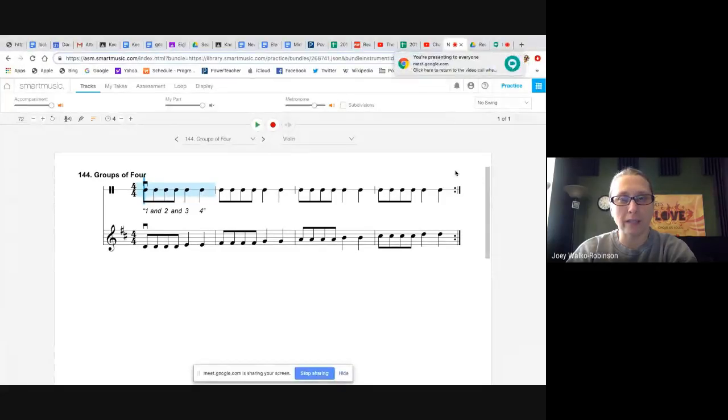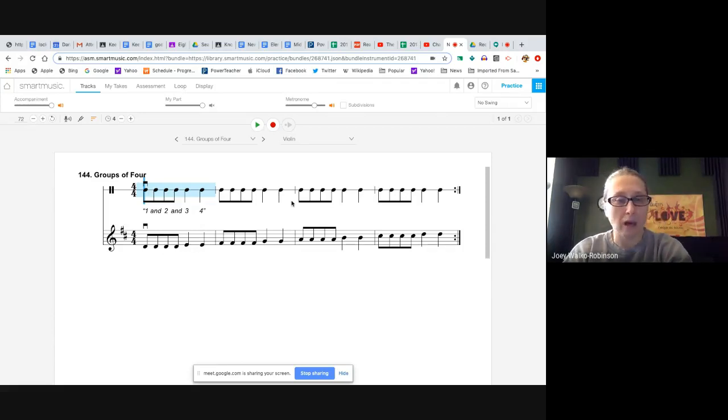And here's what it looks like. Hopefully you can see that now. All right, so this is number 144, and we have our eighth notes here. This first line is written as percussion, so it's meant to be clapped out.